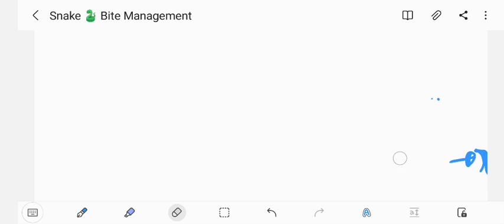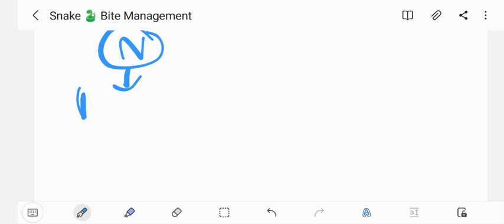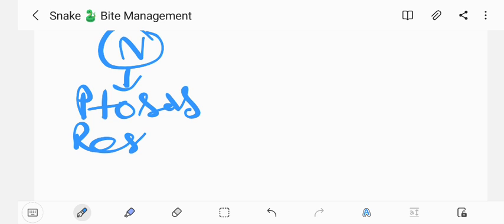Now, in case of a neurotoxic snake bite, you can see ptosis in the patient, and there will be some respiratory difficulty. It may be a sign of a neurotoxic snake bite.